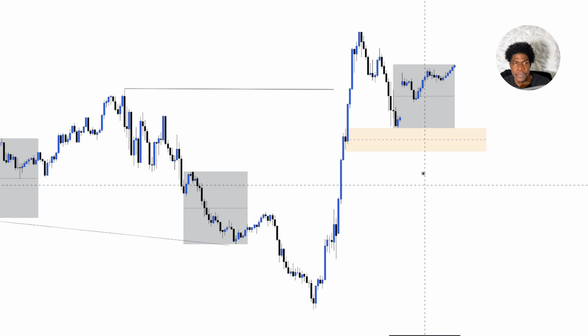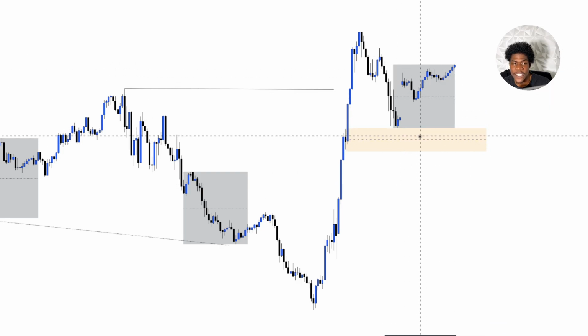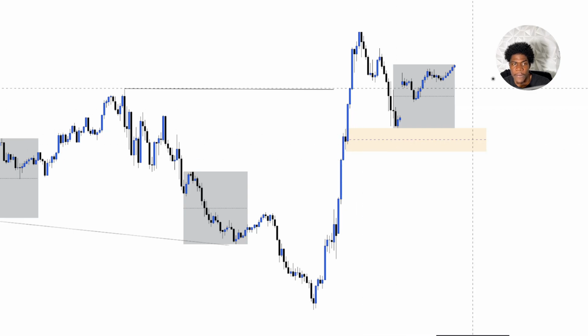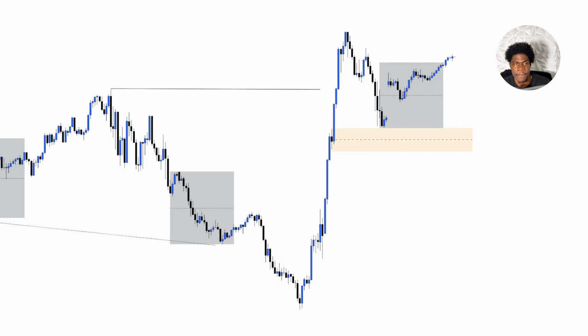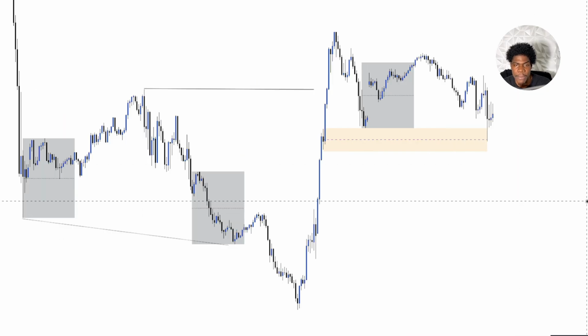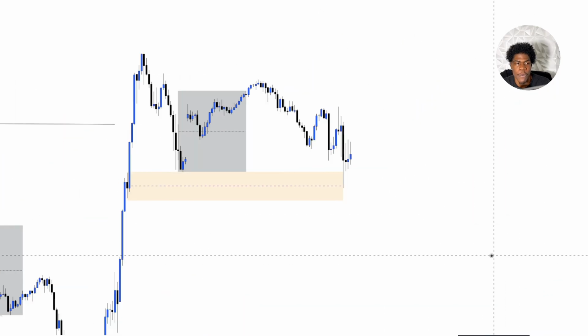So I want to see price push down lower to give me a manipulation of these Asian lows inside of this order block, to then extend higher to opposing side highs. Now let's play price and see if we get that. And boom, we see that price pushed down lower and tapped inside of our 15-minute order block.